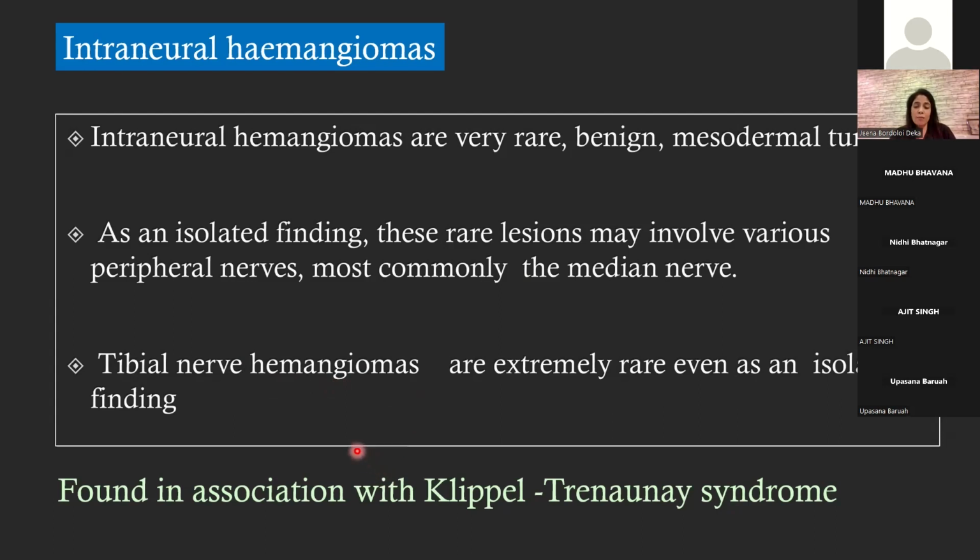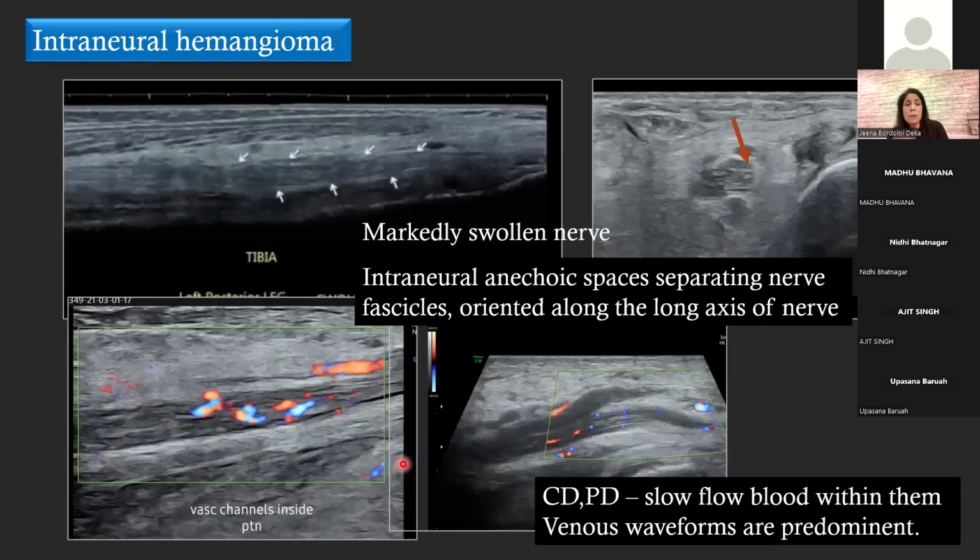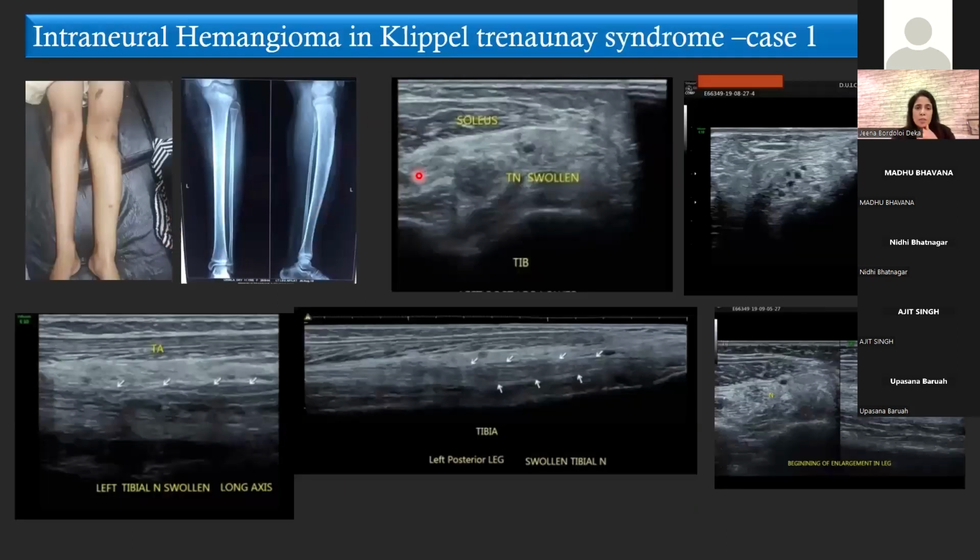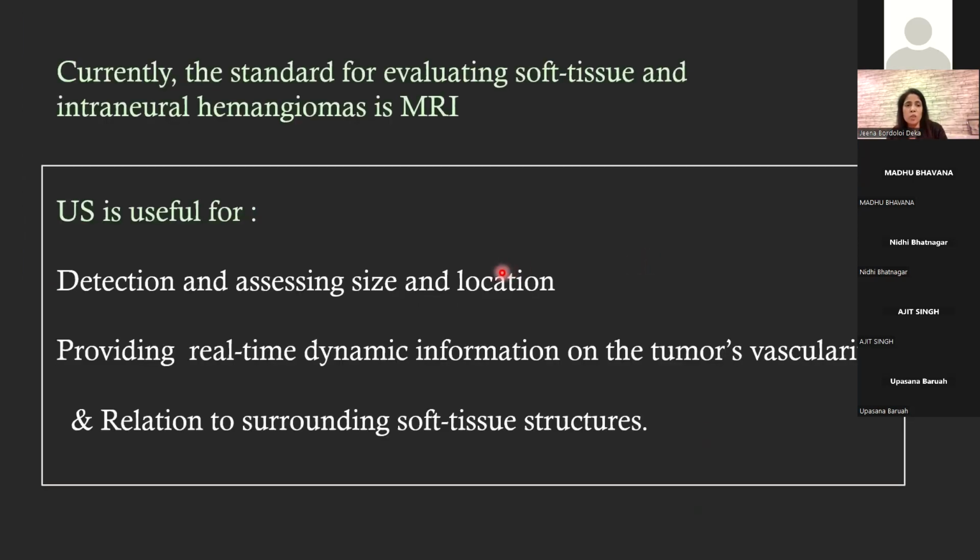But in my case, I've come across 2 cases where I've seen hemangiomas within the nerve found in association with Klippel-Trenaunay syndrome. There is no reported literature on this. So this was a case of an 11-year-old girl who came with hemihypertrophy of the leg, and then I saw the tibial nerve swollen with small nerve fascicles within it, and with a lot of adiposity around, and this was reported as an intraneural hemangioma.